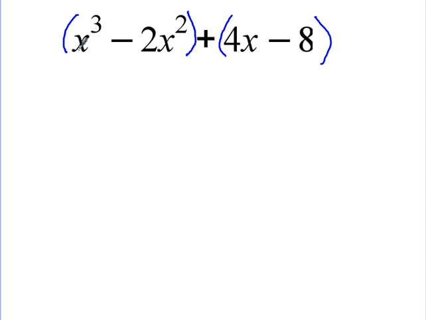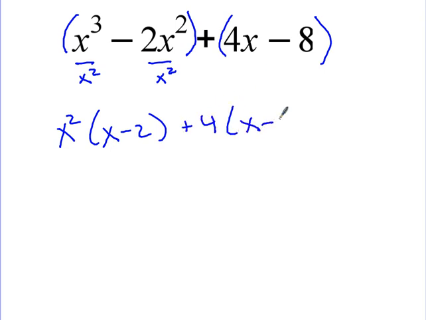Now I'm going to look at just factoring out this first term. I can factor out an x squared, so I have x squared times x minus 2. And over here I can factor out a 4, plus 4 times x minus 2. Again, look, we have the same thing right here, x minus 2. So now I can factor out x minus 2.